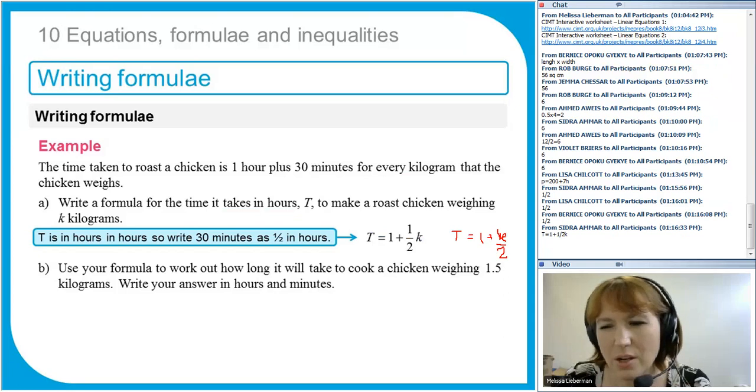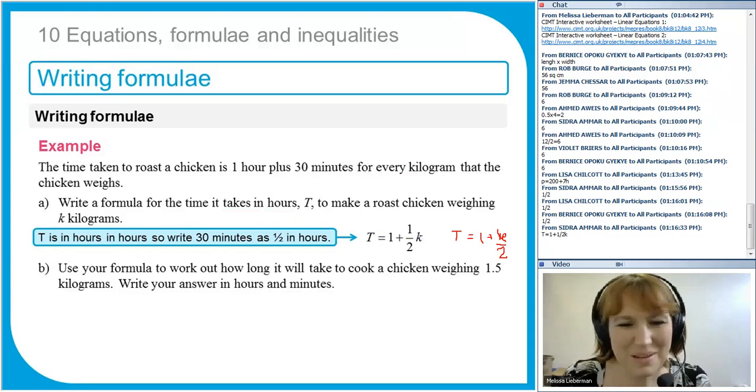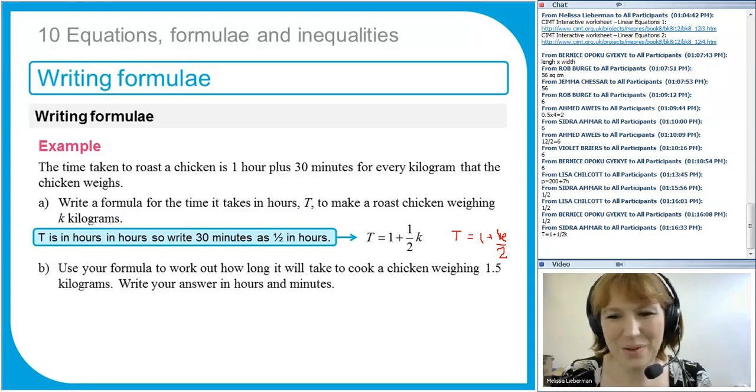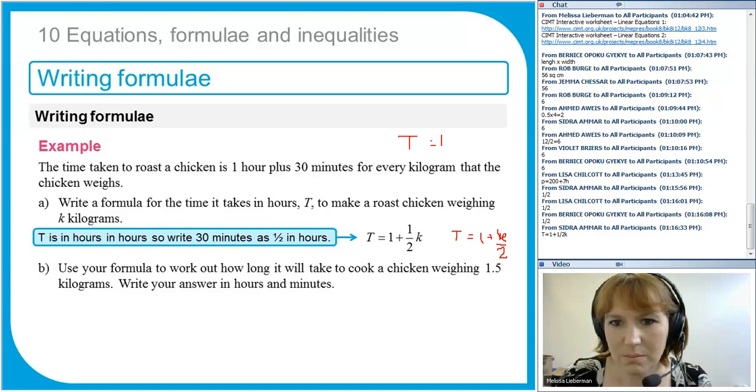Sidra, good. Be very careful. I know what you mean, but you've written half K. I thought maybe you were writing 1 over 2K, but I know that you don't mean that, so don't worry. If in doubt, write 0.5. You could also write it like this: T equals 1 plus 0.5K. That's perfectly okay as well.